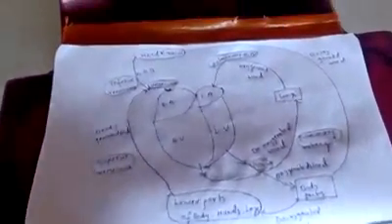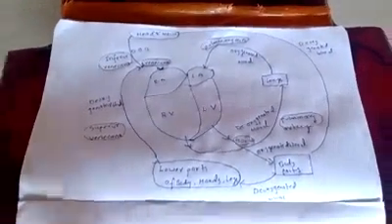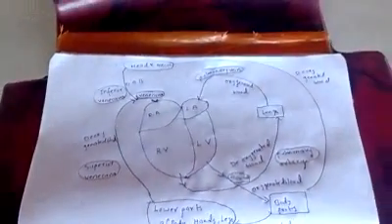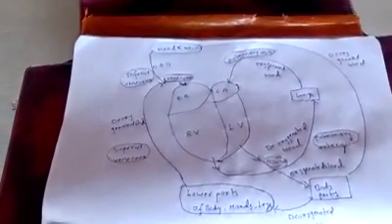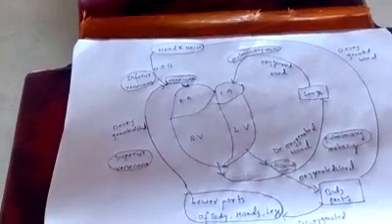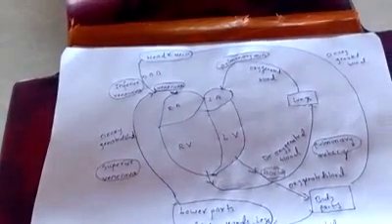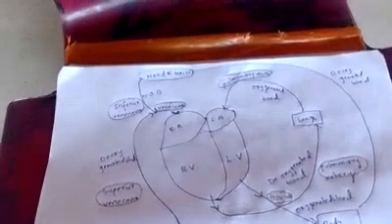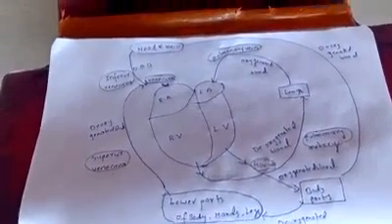So carefully observe this flowchart and try to understand how the blood will circulate in our body. So this is about that double circulatory system.